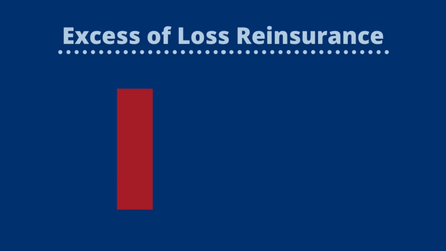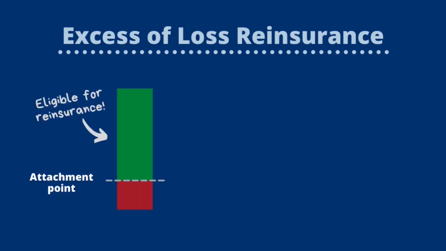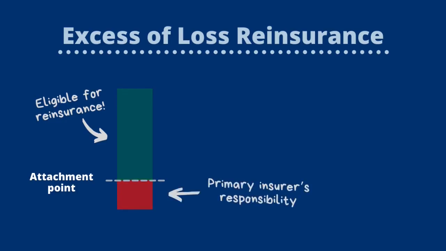Under excess of loss reinsurance, the reinsurer will provide a partial reimbursement for whatever losses exceed a certain dollar amount. This dollar amount is referred to as the attachment point, and everything above that would be eligible for reinsurance coverage. The primary insurer is responsible for any loss payments up to the attachment point, so in that way it is very similar to a deductible or a line amount.